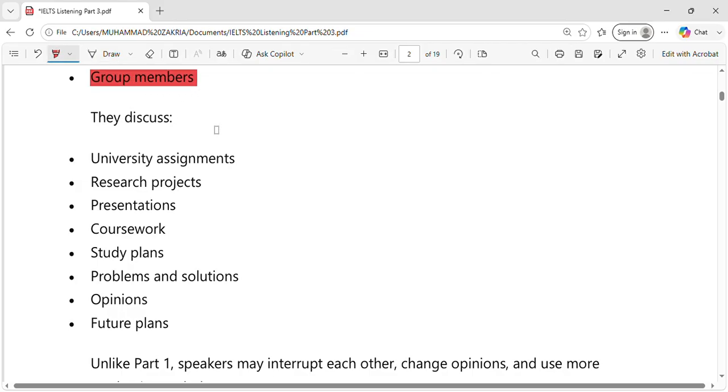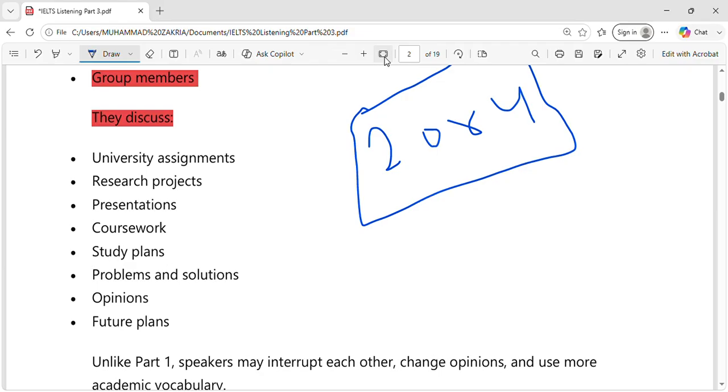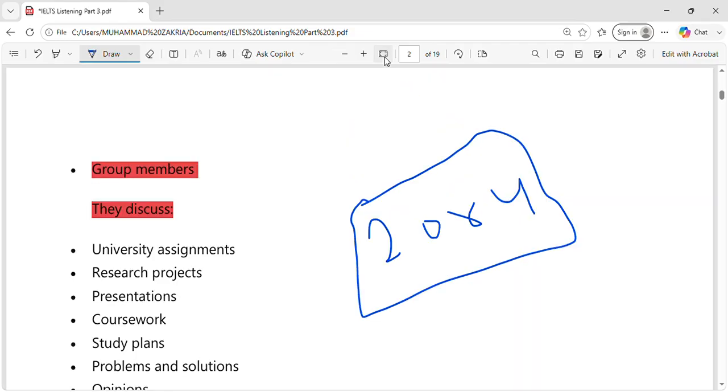When the speakers, two or four speakers, speak, what do they discuss? Majority of the people don't know about that. What do they speak for? Here they speak for some specific topics.